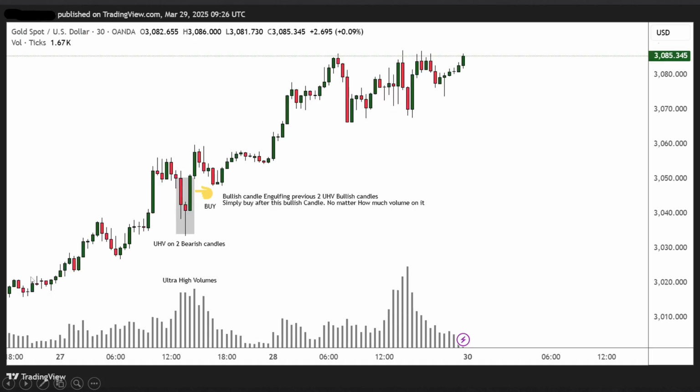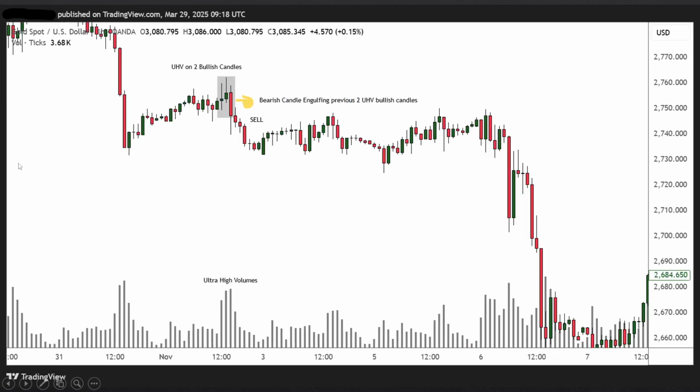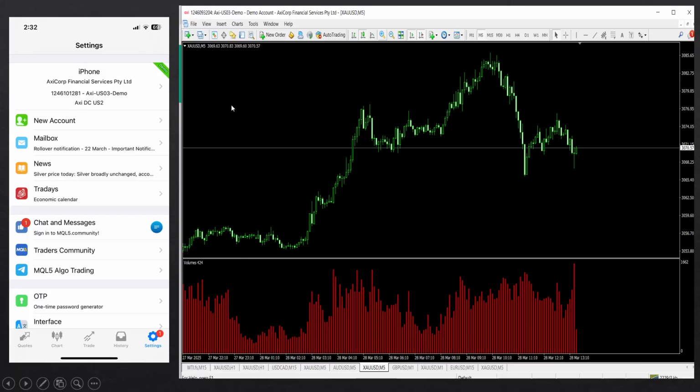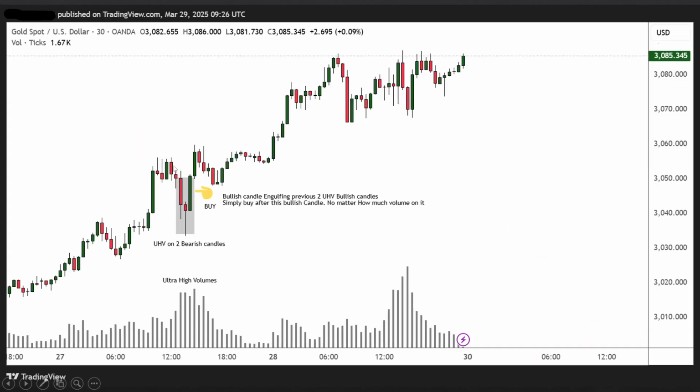Again, there is a bullish trend. Previously there was a bearish trend, and that setup came in between that trend. Now it's a bullish trend, then the market suddenly dropped down, maybe some news came in. And this is the 30-minute chart of gold.